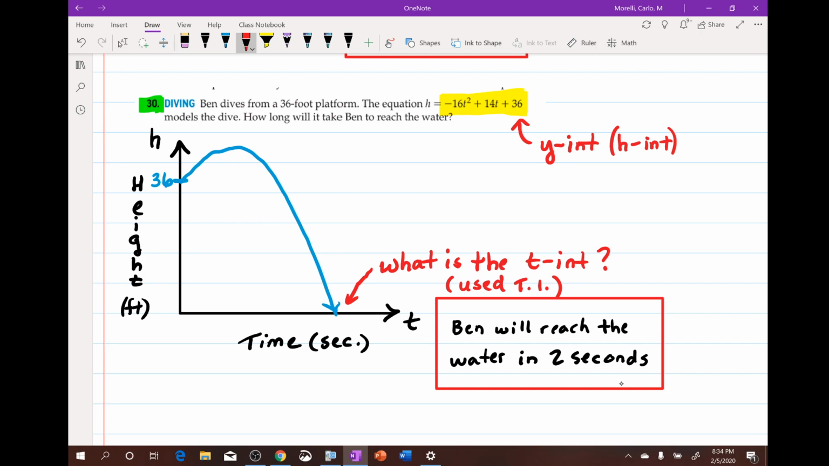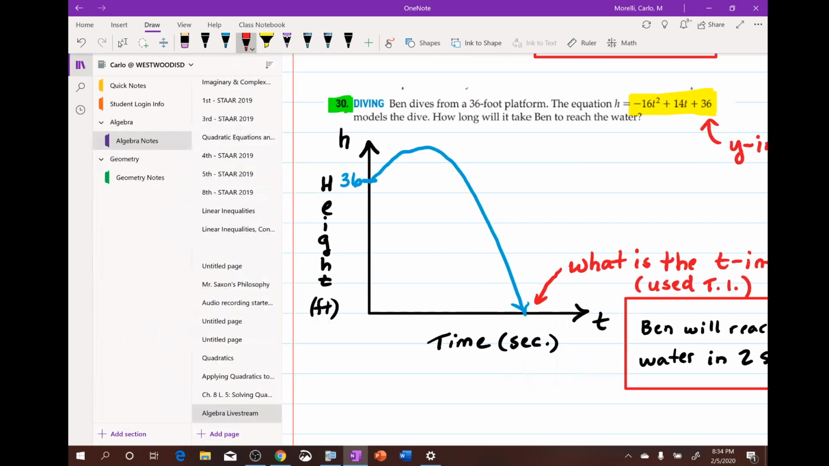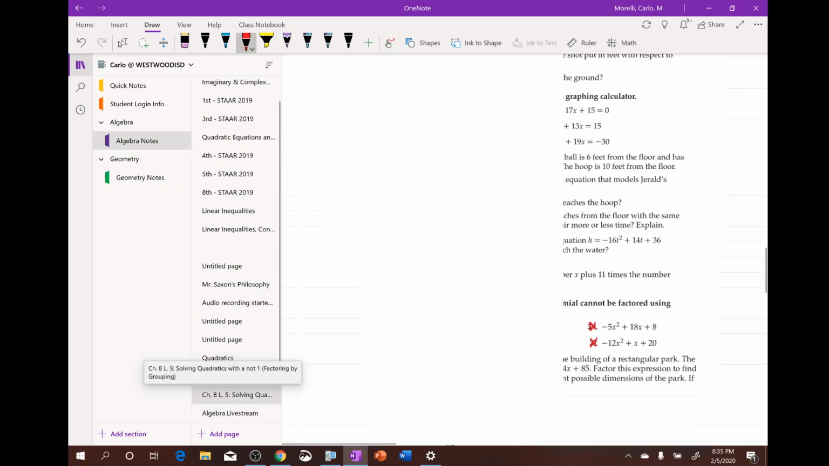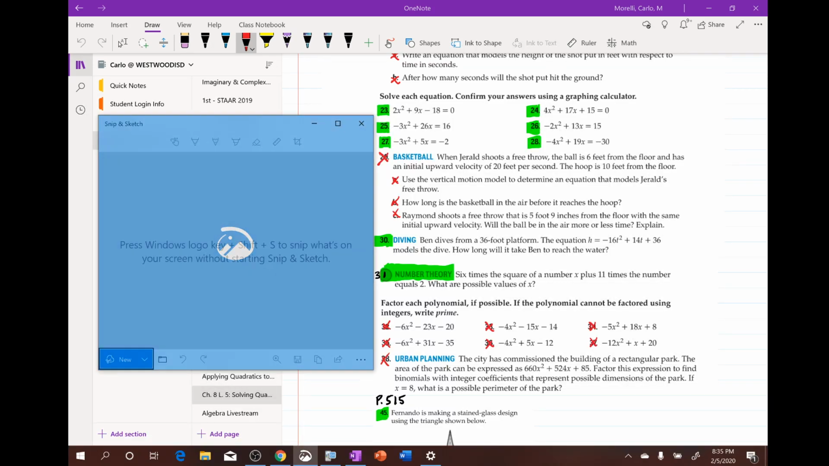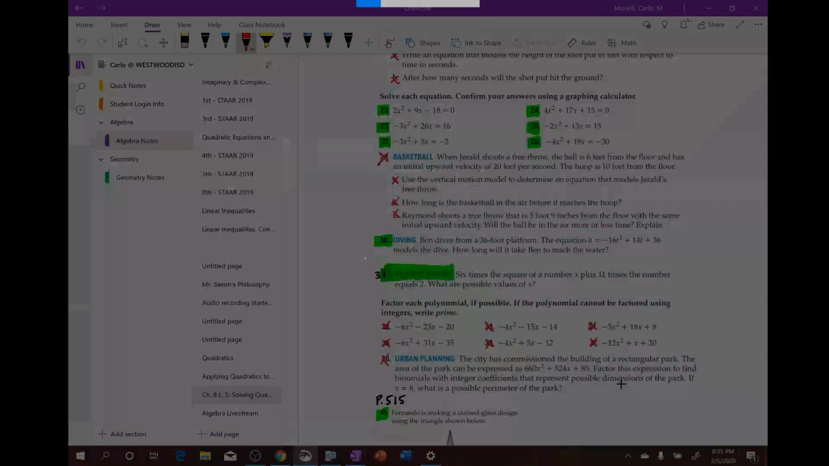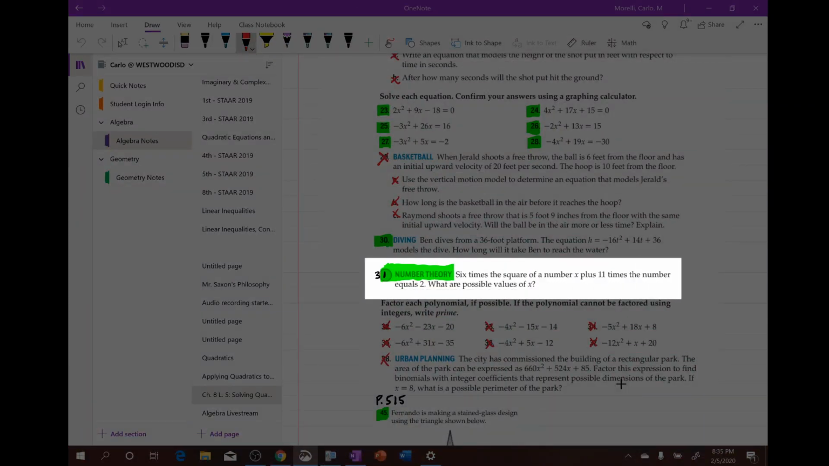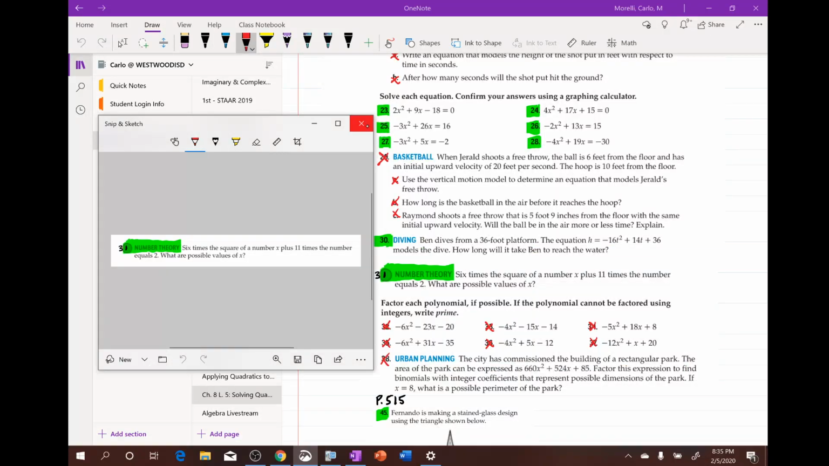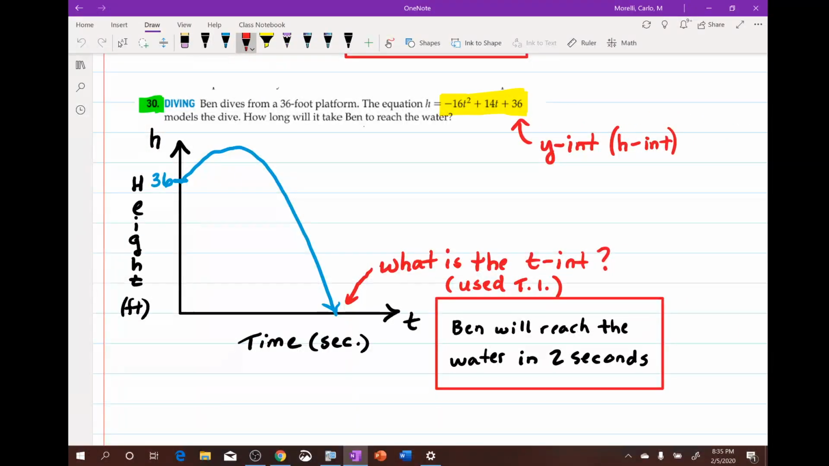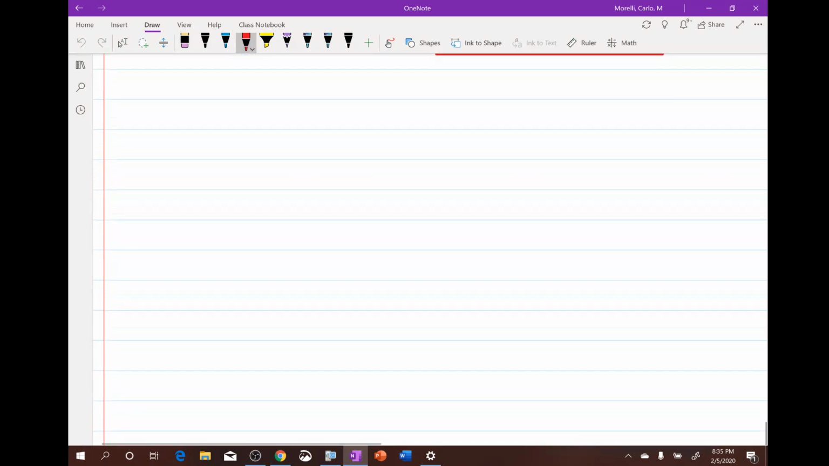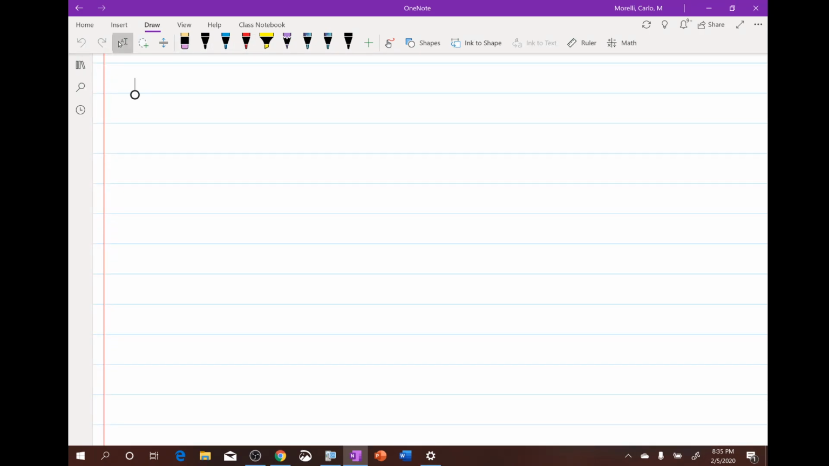Okay, that was number 30. Okay, so we're almost done. Is this where I put all the questions? Number 31. Okay, number theory. Ooh. That was a cool problem, right? It was like a real world type problem. Okay, so that was number 30. Here's number 31.